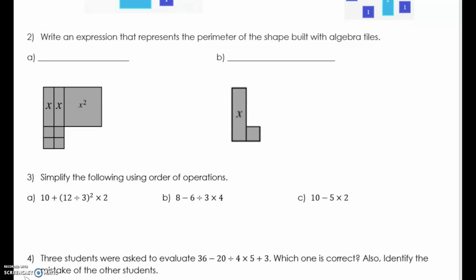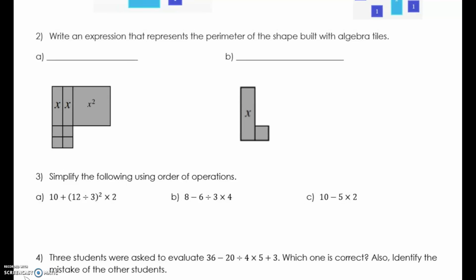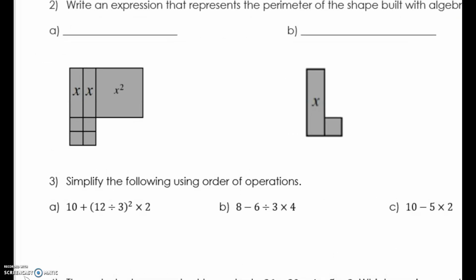Question number 2. Write an expression that represents the perimeter of the shape built with the algebra tiles. So the perimeter is everything on the outside of our shape. Remember that the perimeter is always one-dimensional. You shouldn't have anything squared for the perimeter. So this outside length is a length of x. Okay, this is an x, 1, 1. This guy out here is an x, 1, 1, 1, 1, 1, 1. And that's going to represent the perimeter, everything on the outside.